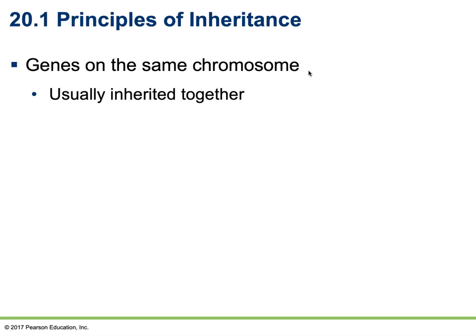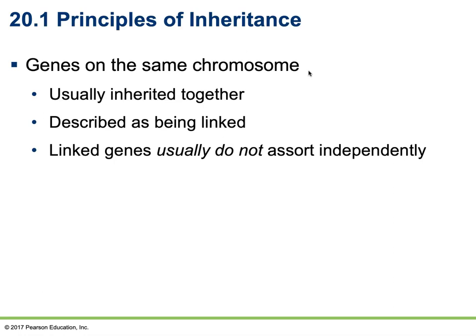There are some genes that are located on the same chromosome. Now, they might not be in the same location. One might be at the northern tip, one at the southern tip, or they might be right smack next to each other. The closer they are together, the greater likelihood that they're going to be inherited together. These traits are usually described as being linked. Linked traits do not usually sort independently, but they can.